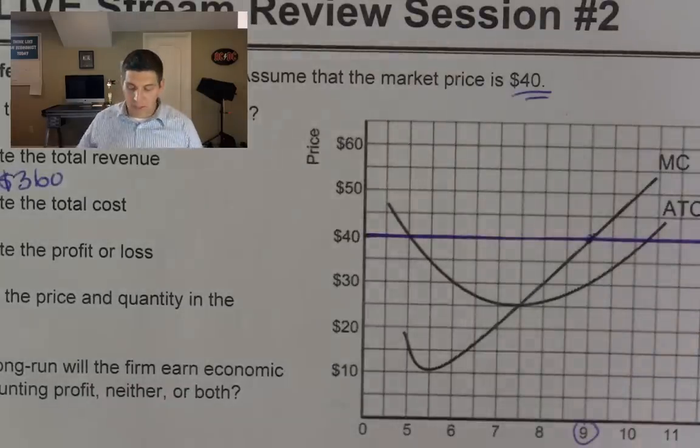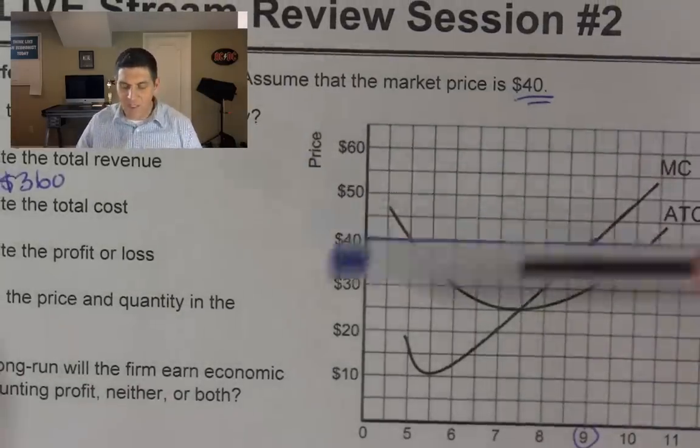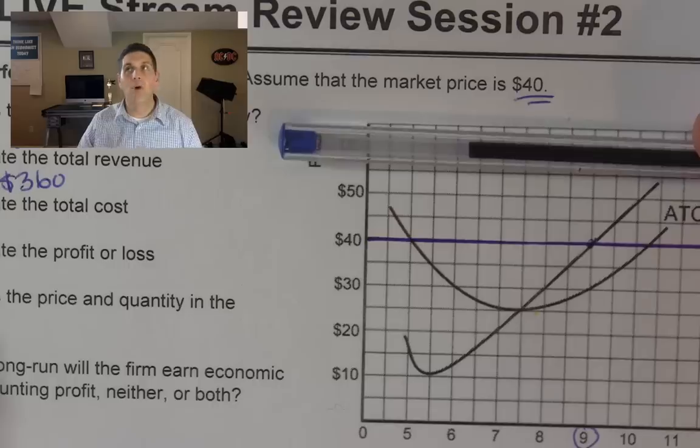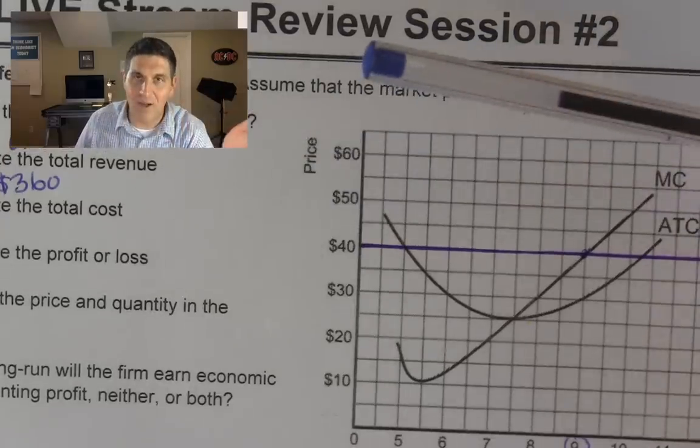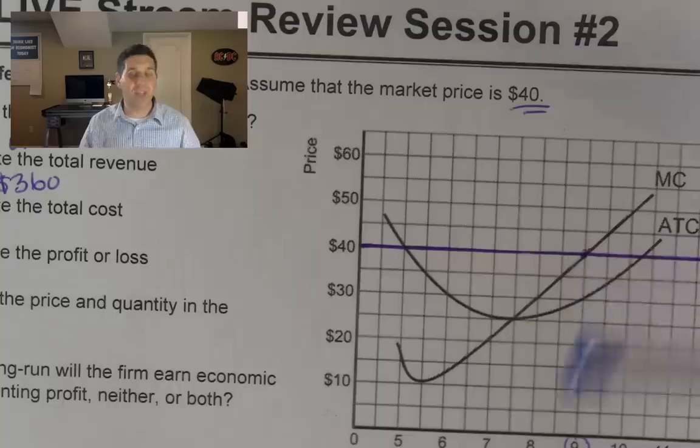Why don't they raise the price up to 60? Let's have them raise the price up to 60. What's going to happen? No one's going to buy. No one's going to buy a thing because the price is set, because they're price takers. So remember the characteristics of perfect competition.